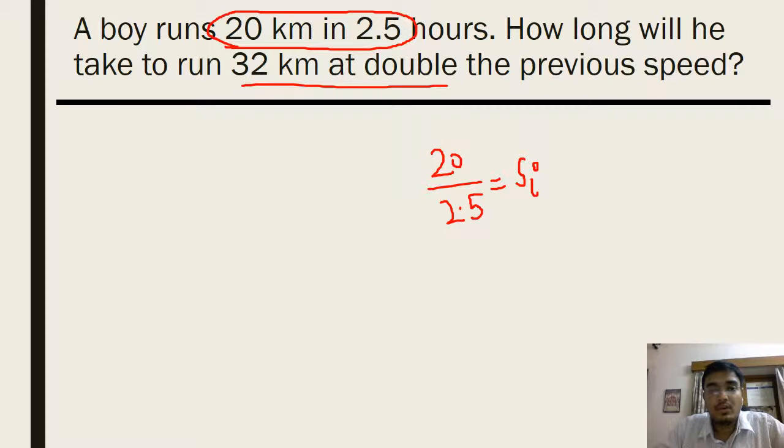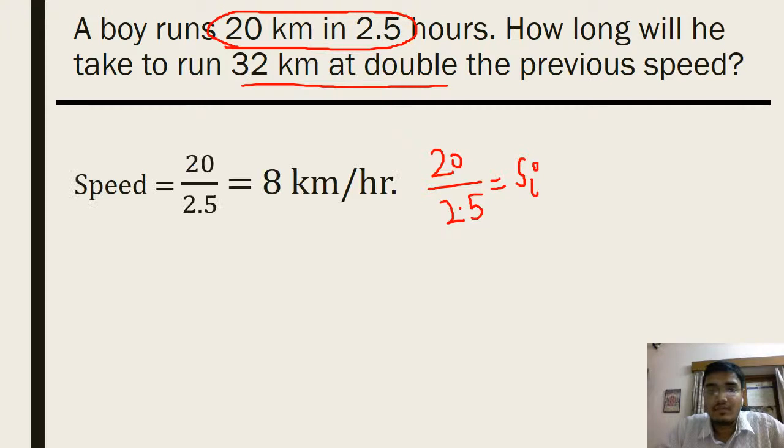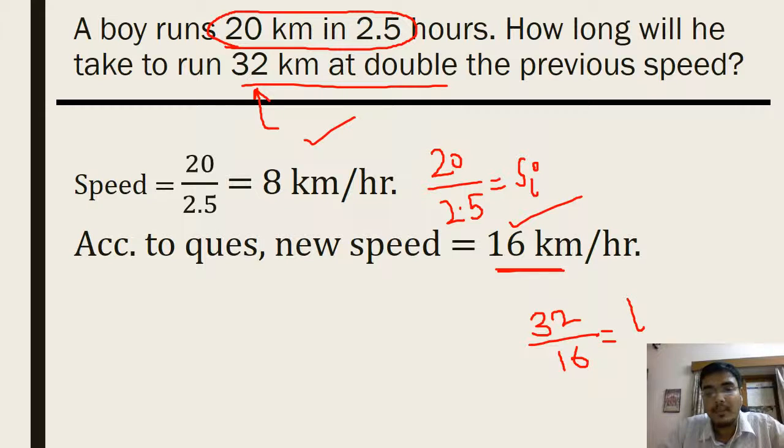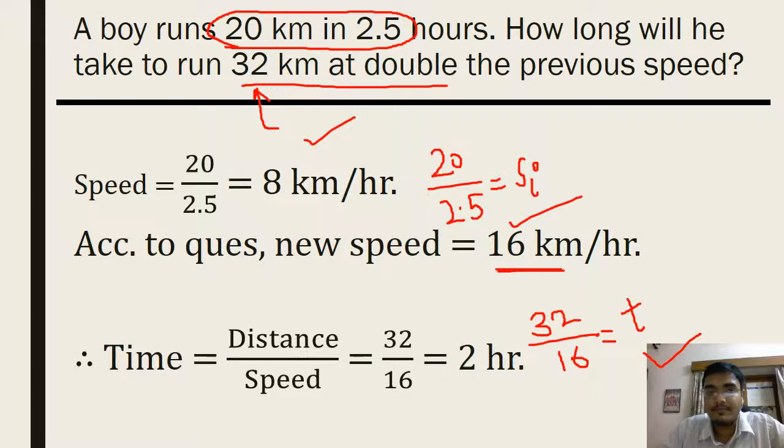Now we are told to double the speed. So the initial speed is 20 upon 2.5, that is 8.5 kilometers. If we double this speed, our speed would be 16 kilometers an hour. Now we have to travel 32 kilometers at this speed. So how much time will it take? It would take 32 divided by 16 kilometers per hour. Distance upon speed is our time, right? We saw that some time back. So time would be 2 hours. So this is our answer.